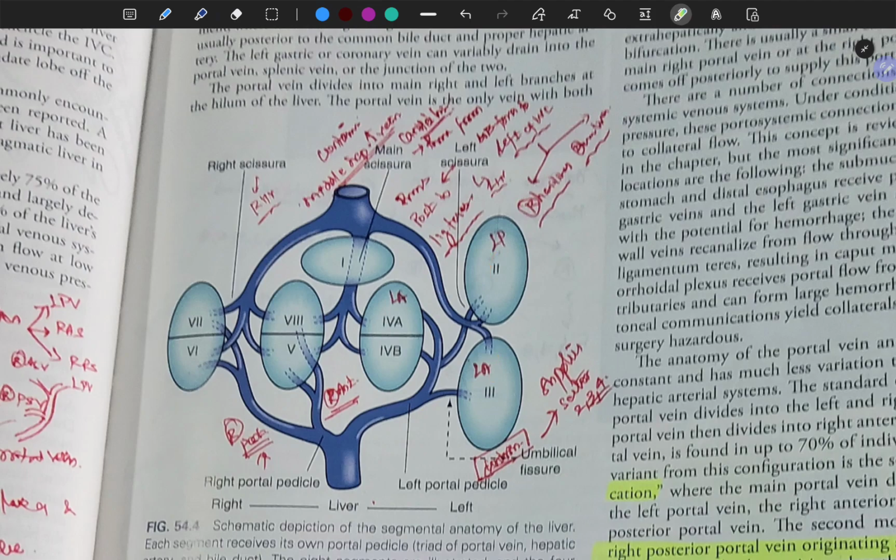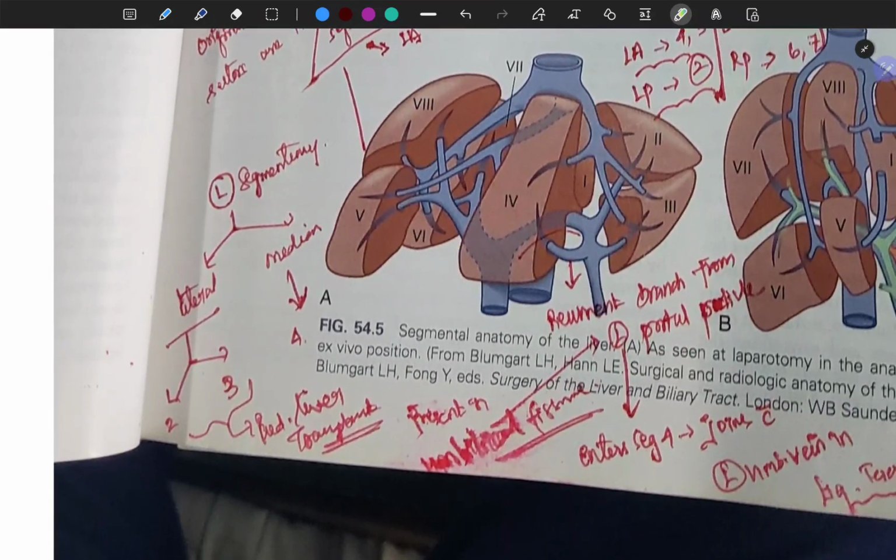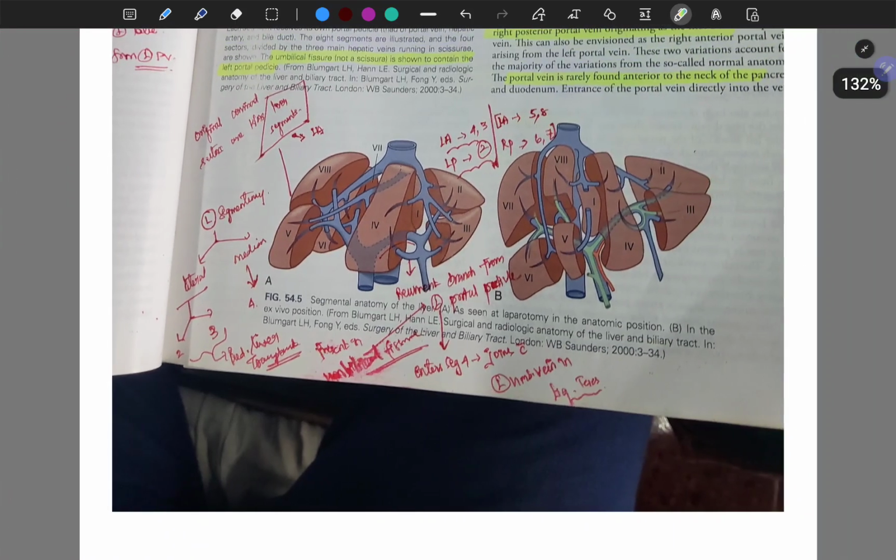This is a very important anatomical landmark. This is useful in case of segmentectomy. If you are performing right and left segmentectomy, on the lateral side we will remove segments 2 and 3. In case of pediatric liver transplant, median segmentectomy means the 4th segment is removed.